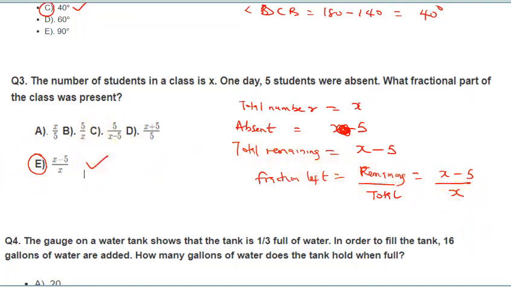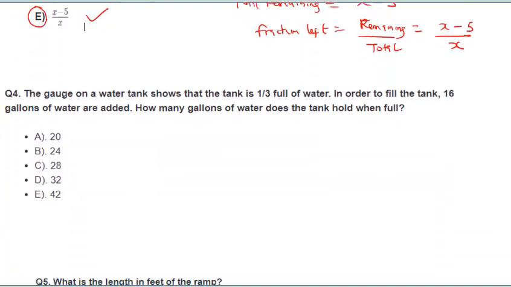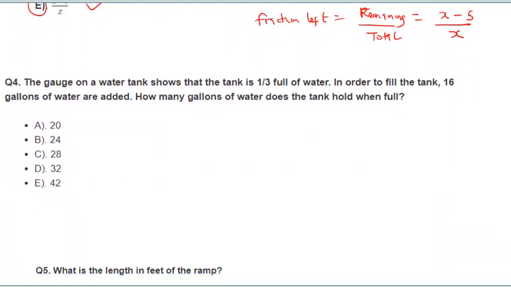Okay, so we proceed to solve more questions. Now question 4 says the gauge on a water tank shows that the tank is 1/3 full of water. In order to fill the tank, 16 gallons of water are added. How many gallons of water does the tank hold when full? Now notice, if it is 1/3 full, then it is 2/3 empty. Now what I want you to understand is when you sum up 1/3 plus 2/3, you get the capacity.